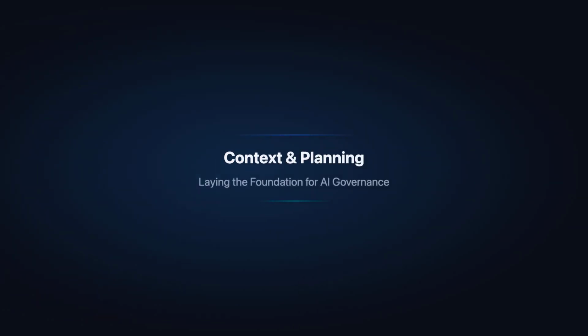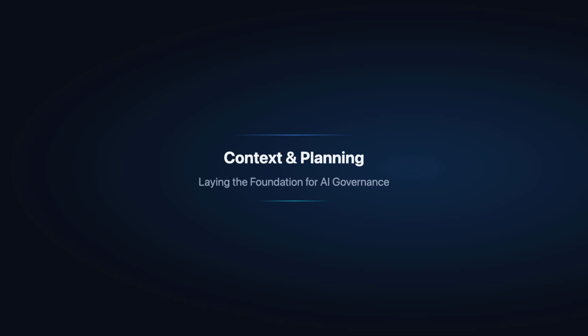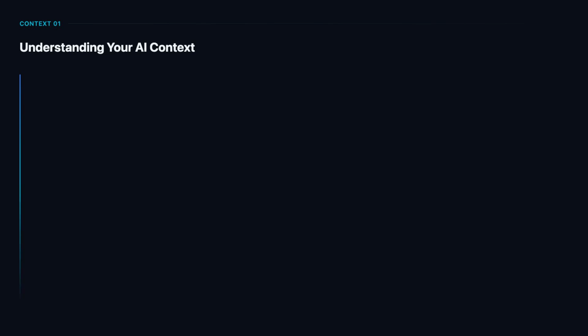The first step in building your AI management system is understanding your organizational context and planning your AIMS. This mirrors the plan phase in the PDCA cycle. Clause 4 requires you to understand your organization's context as it relates to AI. This includes both internal and external factors that shape your AI strategy. Start by identifying internal factors like your AI maturity level, technical capabilities, and organizational culture. Then look at external factors such as AI regulations, market expectations, and societal concerns about AI.